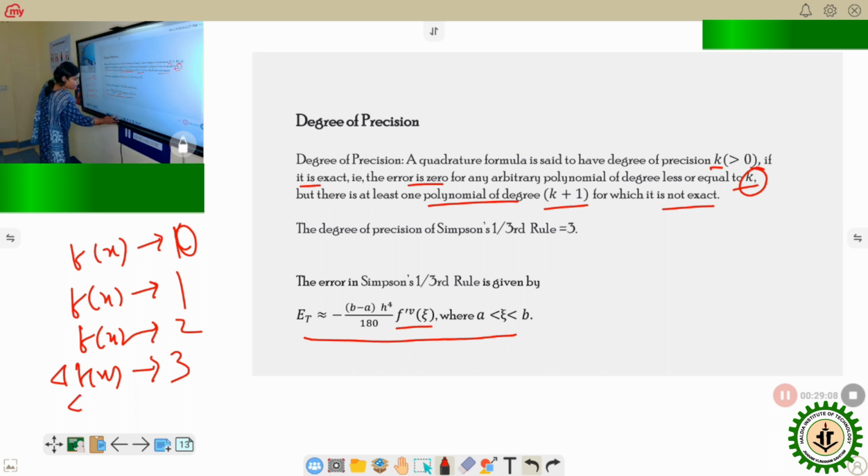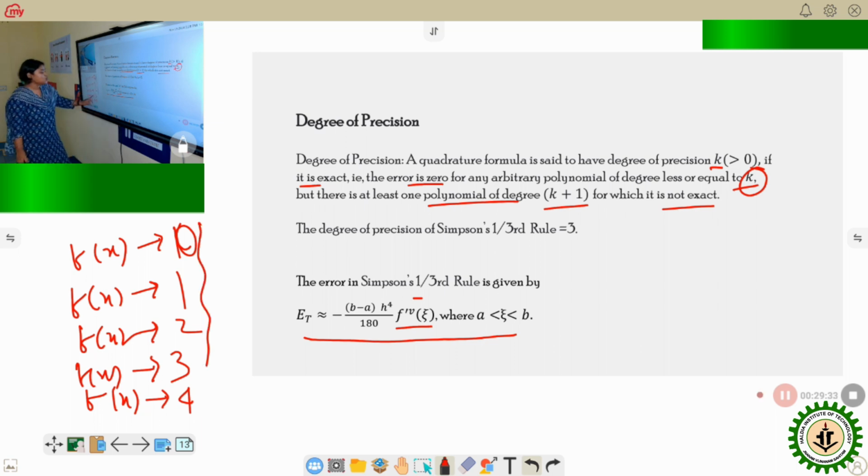But when I take a fourth order polynomial, we will get some value for this. That means the error will exist there. That means up to third order we are getting no error, but when we take a fourth order polynomial, we get some error term. That means by the definition of degree of precision, the degree of precision for Simpson's one-third rule will be 3, of course, right?